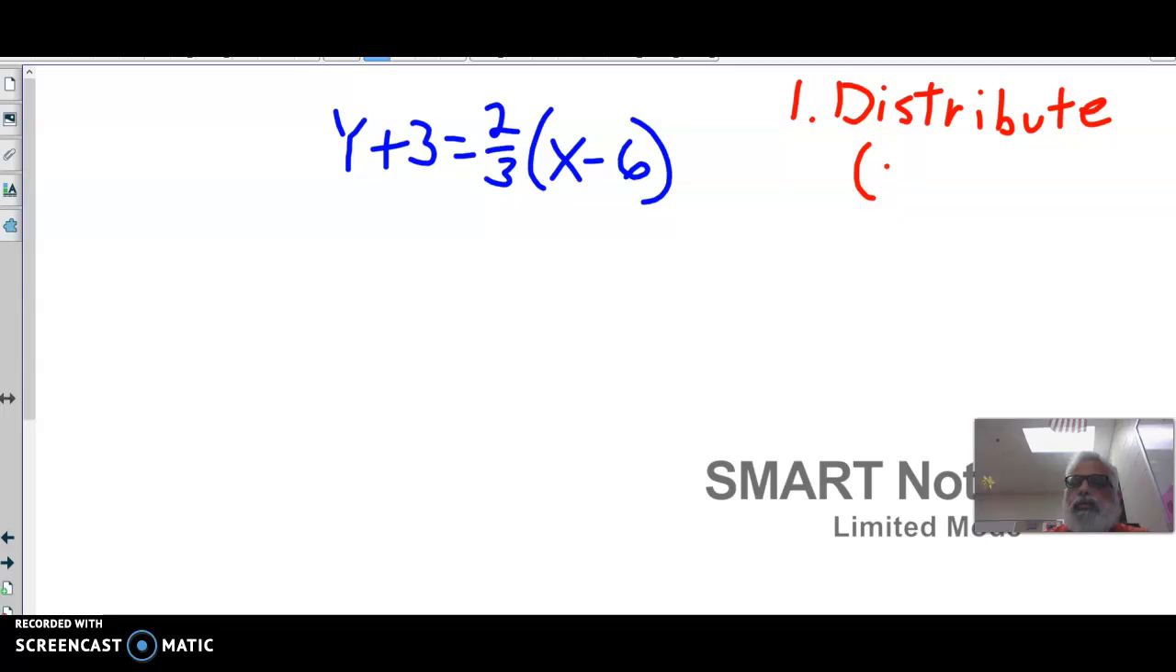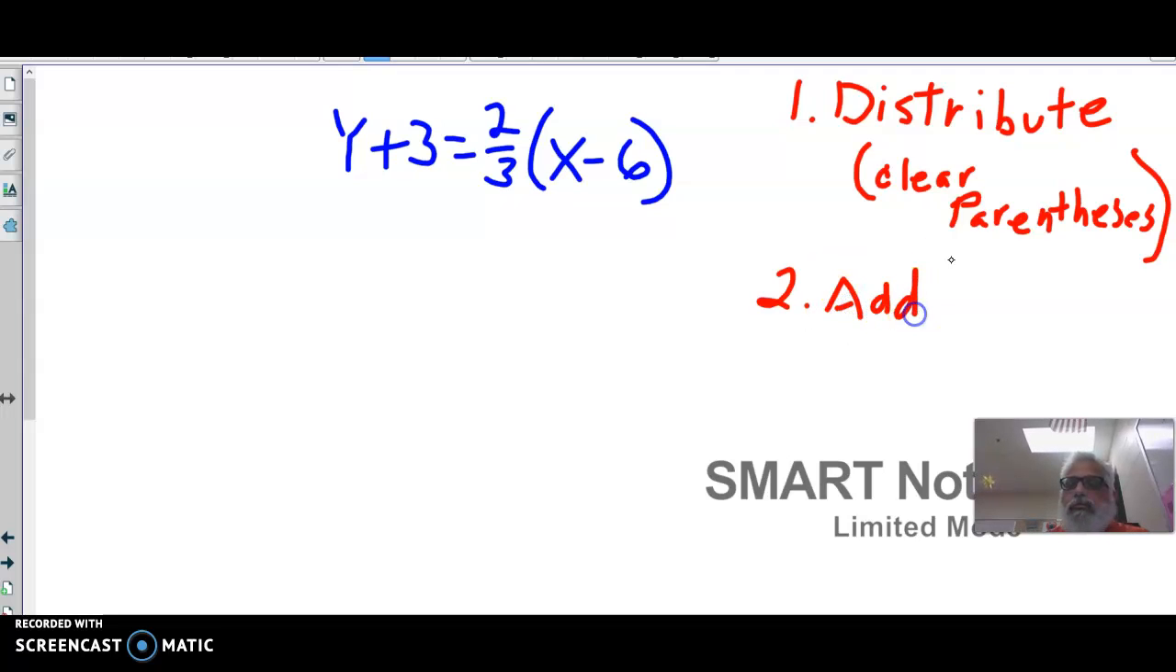And I'll just put in parentheses. We're going to clear parentheses. I don't know if I spelled that right. And then our second step will either be add or subtract. It just depends on the term. So let's do our first step. We're going to distribute.